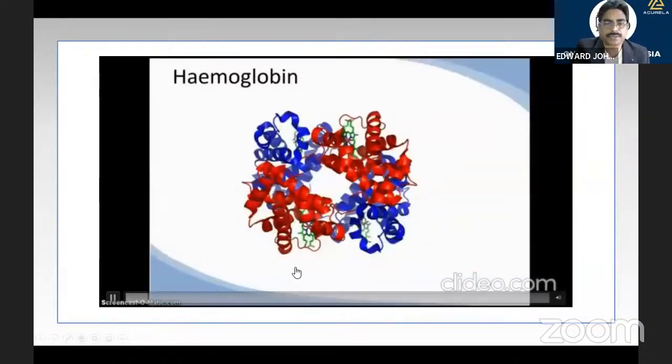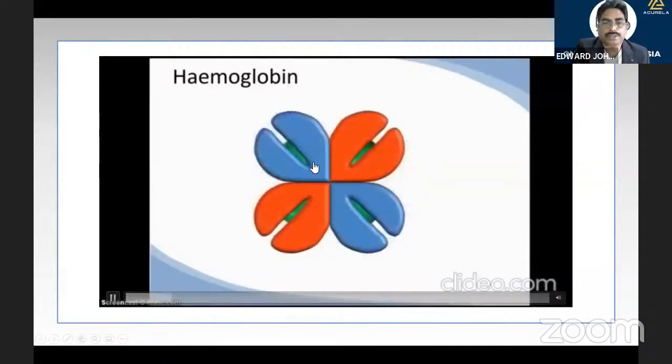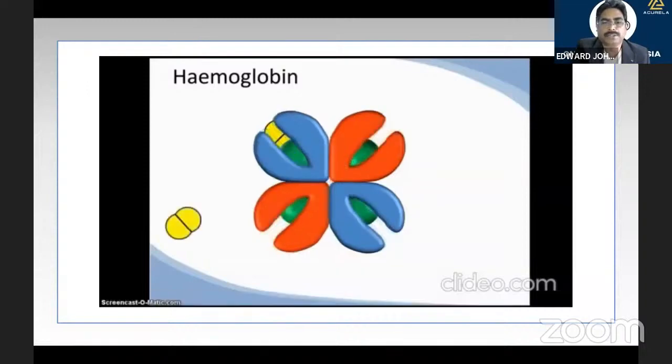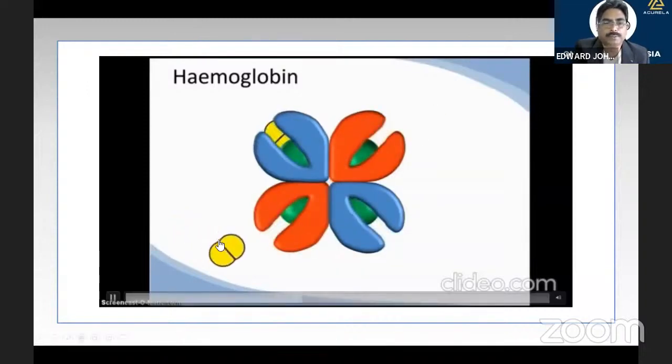So this is the structure of the hemoglobin. It has 2 alpha units and 2 beta units. It is in the closed form, that is called the tense state. When one oxygen molecule comes in contact with one subunit, it alters the configuration of the hemoglobin. So the hemoglobin is opened up for the attachment of the second molecule of oxygen. See, it is opened up. The second molecule of oxygen comes and gets attached.